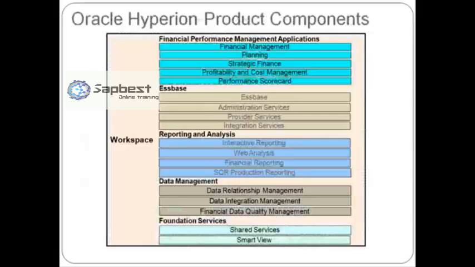Moving down to the next slide, here we will speak about the Oracle Hyperion product components, the different components in Hyperion. Some of them are mandatory whether you are using any of the financial performance management applications, and for some you need to have only one, or even without them the financial management system will still work. There are around 5 major blocks. Starting from the bottom is your foundation services, wherein we have two different blocks, shared services and Smart View.